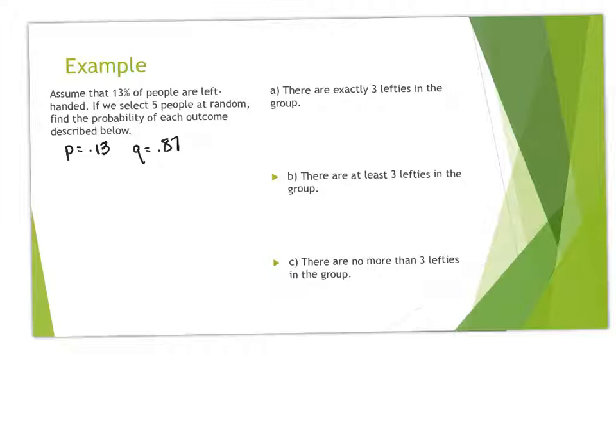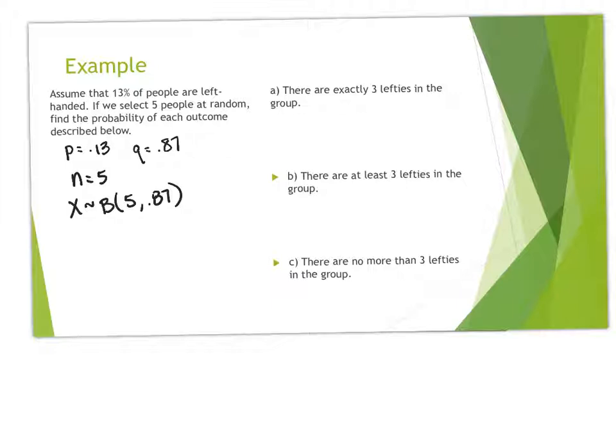If we select 5 people, so that 5 is going to be my n. It's a fixed number, so n equals 5. Me being left-handed or you being left-handed should not affect another person being left-handed, so they're independent. And the probability of success isn't going to change. So this is binomial. We say this, x is approximately binomial with an n of 5 and a P of 0.13.